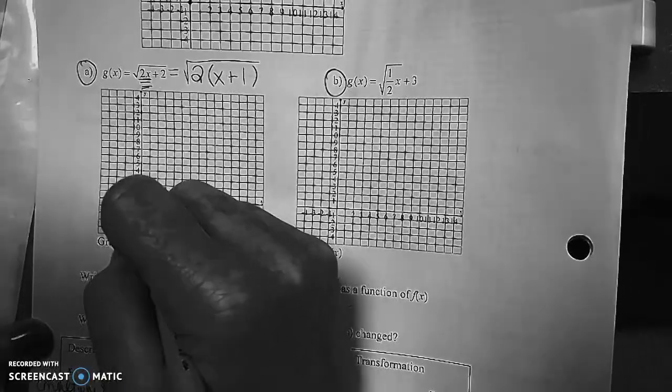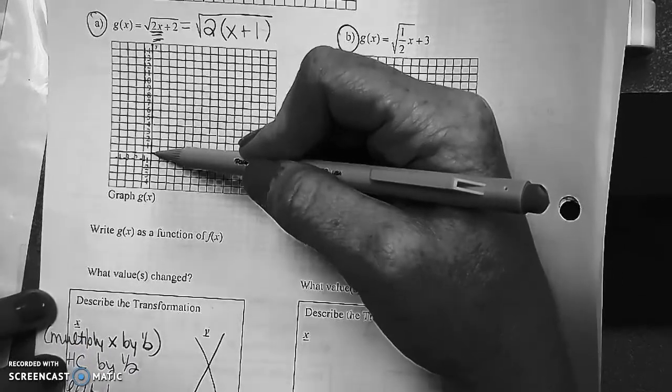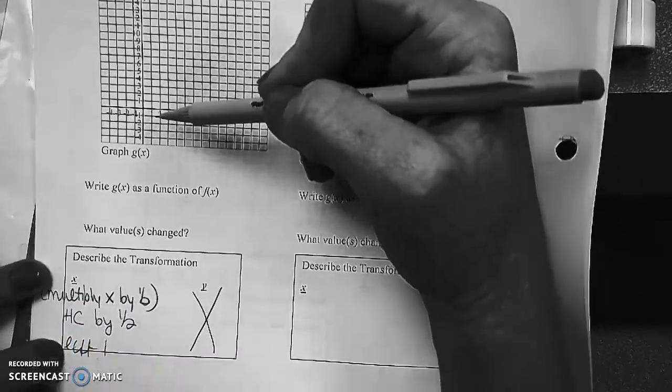So let's take (0, 0). If I multiply 0 by 1/2, it doesn't change. Go left 1.